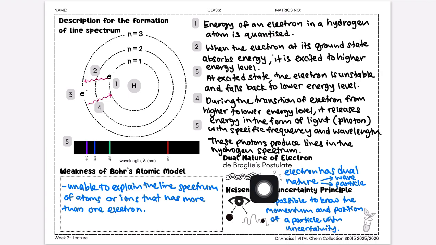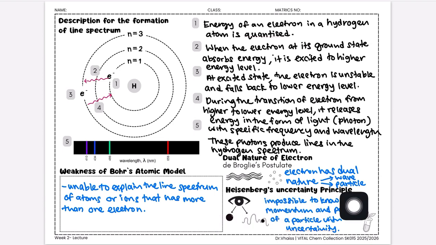Alright, and what about the summary of the dual nature of electrons by de Broglie? We have to remember that de Broglie said electrons have dual nature, whereby they can show wave behavior as well as particle behavior. So if it's wave behavior, energy can be calculated using E equals h nu, and if it's particle behavior, we can calculate it using E equals mc squared, the Einstein equation.